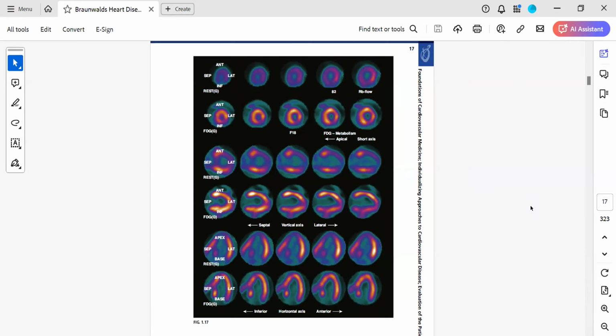I need help. Call for help. Who knows how to read these images, these perfusion images? Chief Alison, please, do you have an idea?